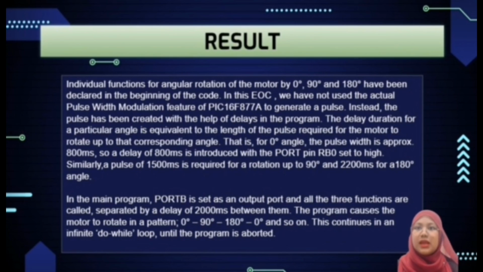In the main program, port B is set as an output port, and all the 3 functions are called separately with a delay of 2000 ms between them. The program makes the motor rotate in a pattern of 0 degrees to 90 degrees to 180 degrees to 0 degrees, and so on. This continues in an infinite do-while loop until the program is aborted.